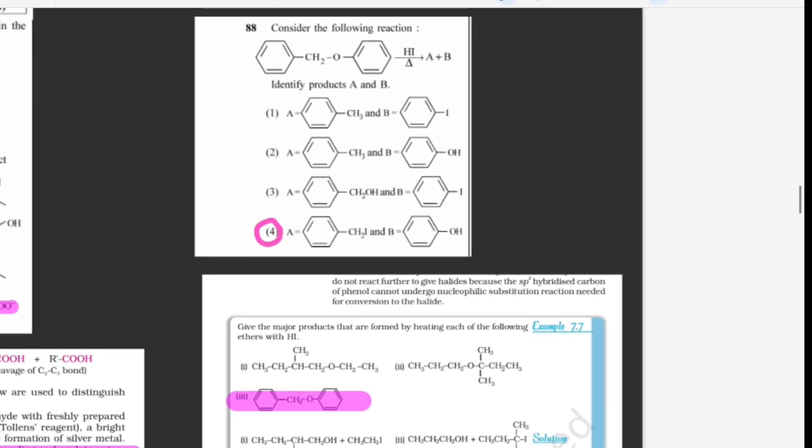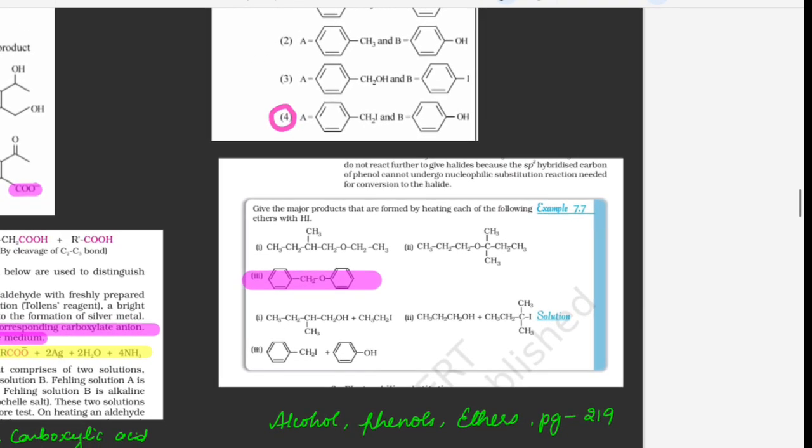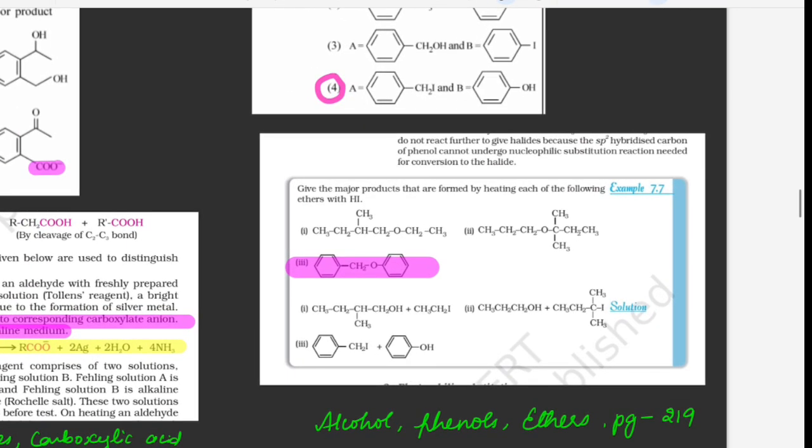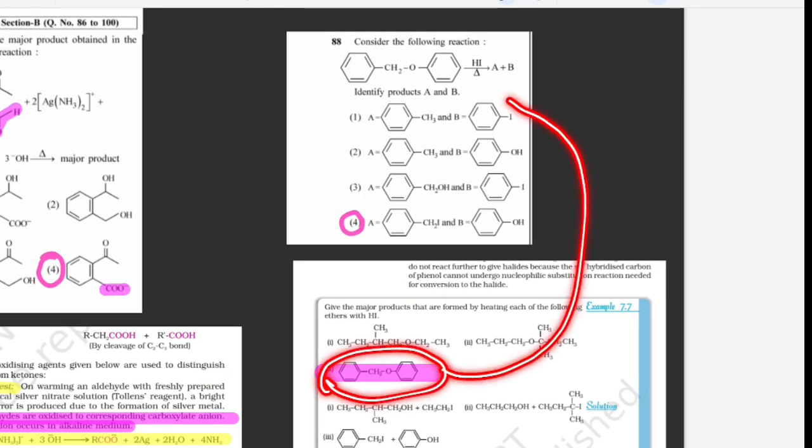Next question is, consider the following reaction. So here this is the reagent. It is treated with hydrogen iodide and it is heated. So A and B, 2 products are obtained. So you have to identify A as well as you have to identify B. So here from the chapter alcohol, phenol and ether. So you can see from page number 219. Example 7.7. So direct question. Same question you can see here. See here. This one and this one it is same.